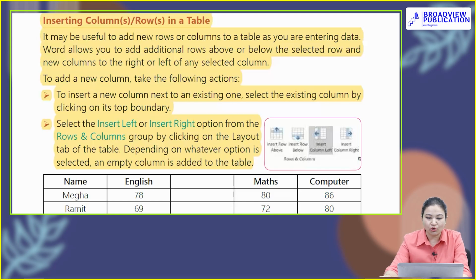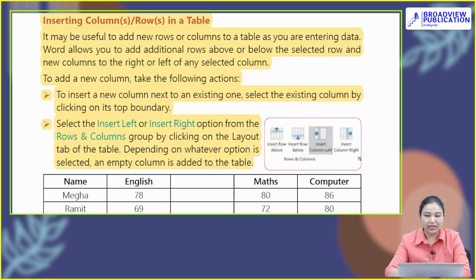To add a new column, take the following actions. To insert a new column next to an existing one, select the existing column by clicking on its top boundary. Select the insert left or insert right option from the rows and columns group by clicking on the layout tab of the table. Depending on whatever option is selected, an empty column is added to the table.